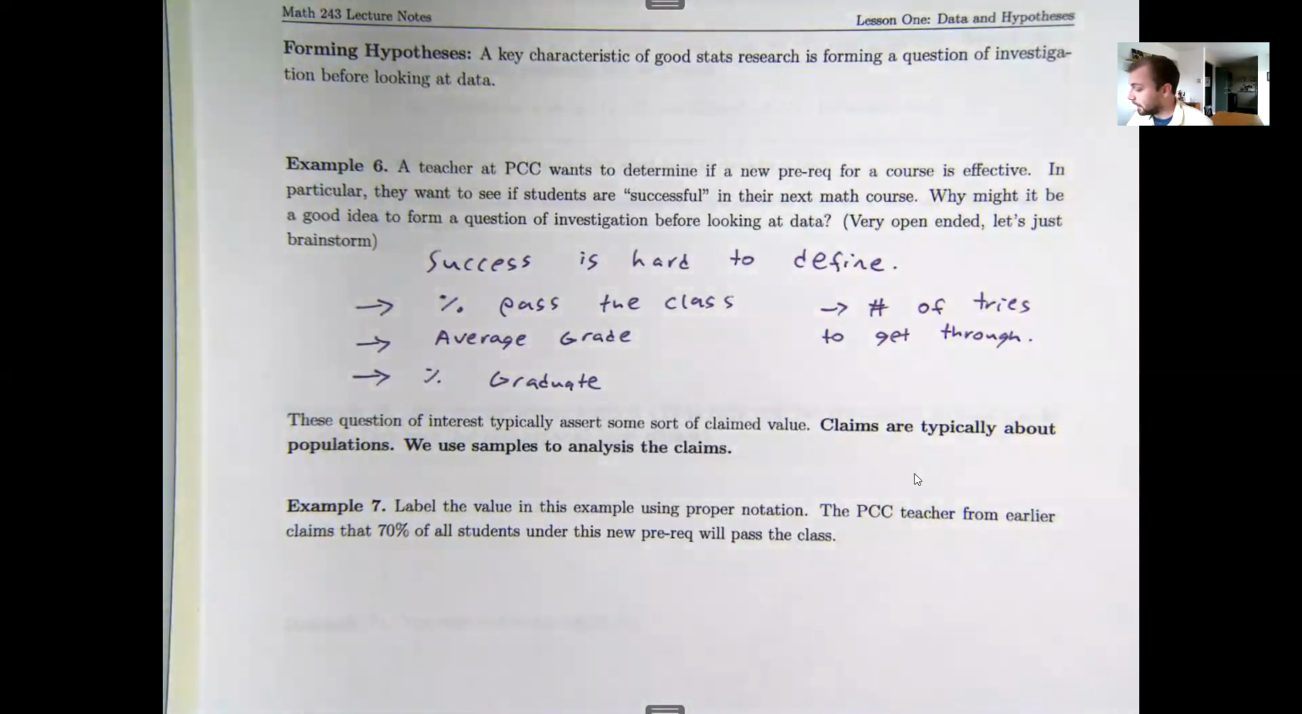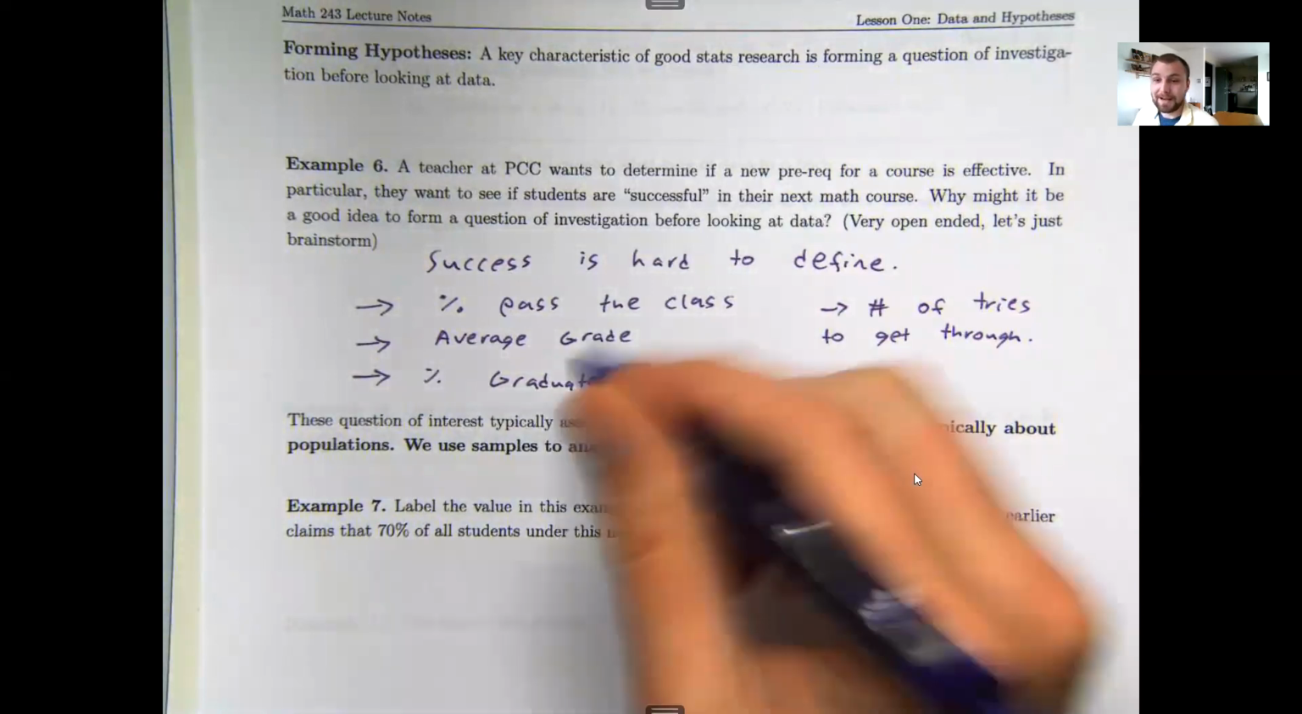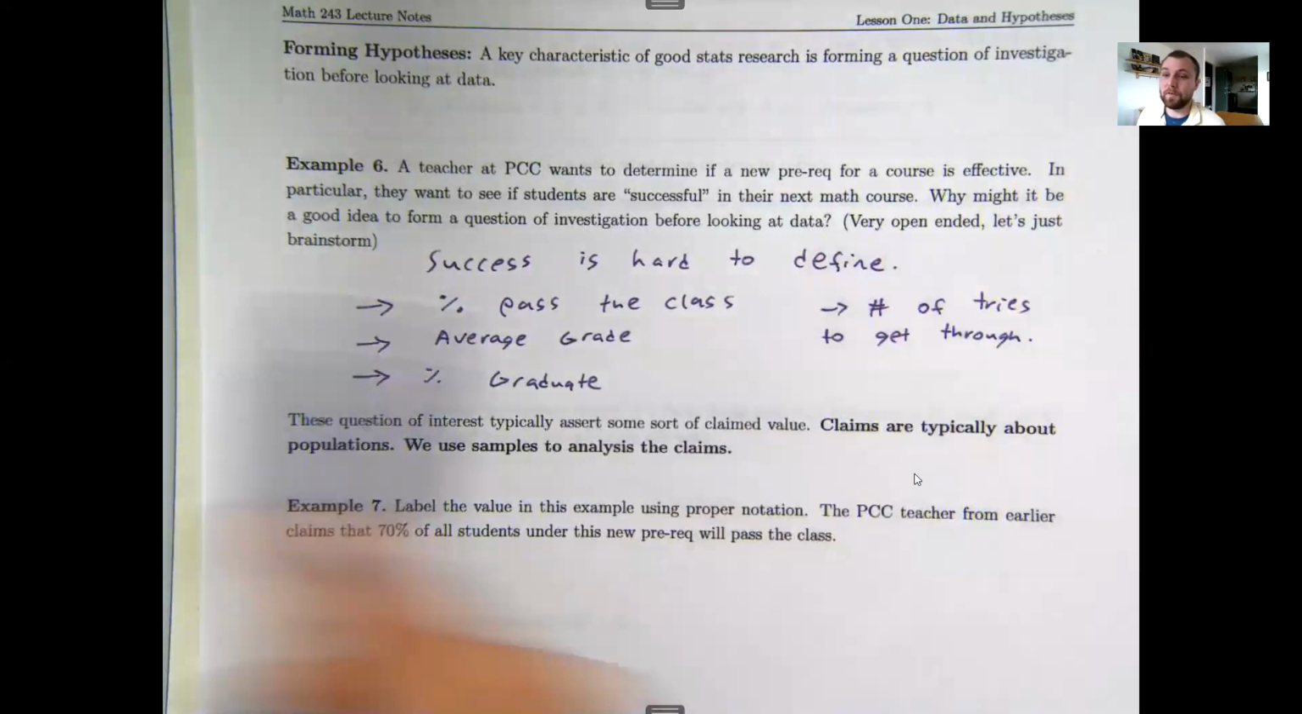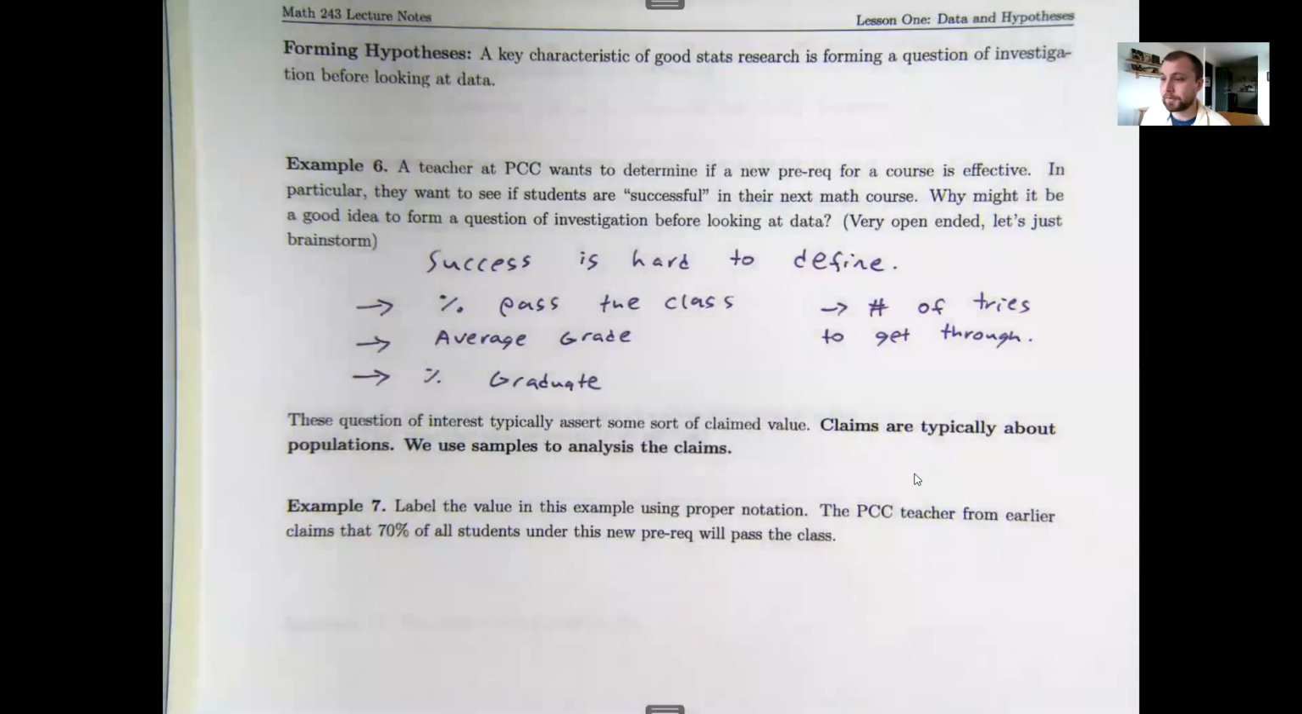The problem here is if I don't phrase the question ahead of time, I don't know which piece of information I should really be collecting. And if I'm forming my question after looking at my data, I'm going to end up with a whole bunch of false positives and false negatives where I assume there's a relationship where there's not really a relationship. You always form a question before you look at data.